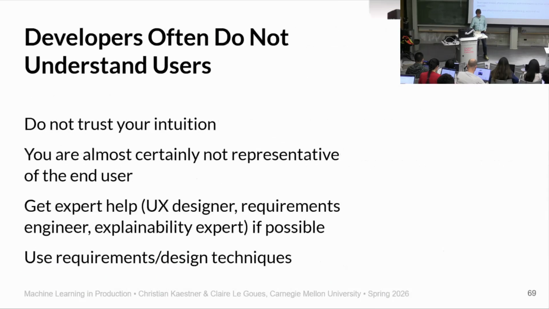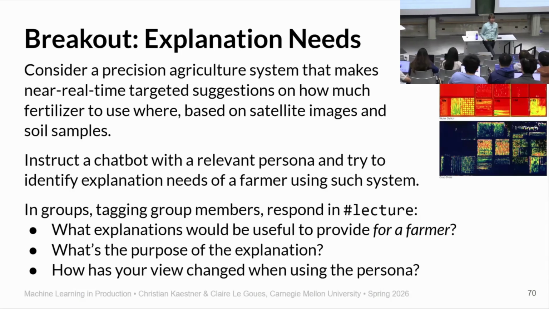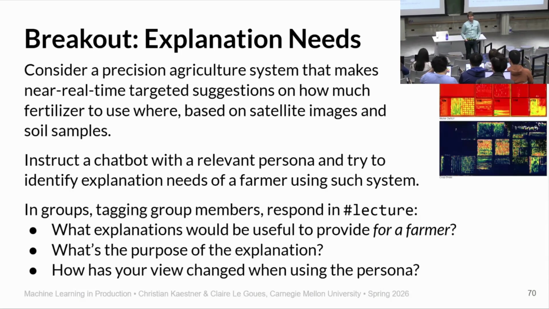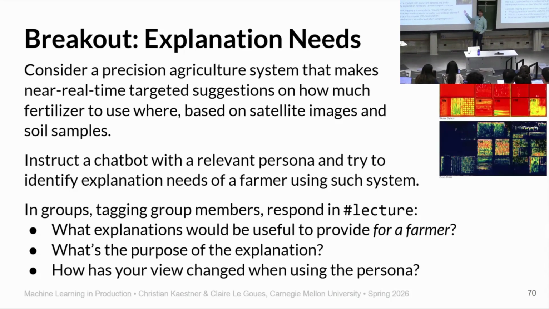So I want you to try this now. I want you to play with a chatbot, pretend that the chatbot is a farmer. You can think about the background story of that farmer. Maybe it's a farmer with an AI degree. Maybe it's a farmer without one. What do they want to know about the precision agriculture system? Experiment with this, and what I want to know is, what have you figured out, maybe based on the interaction, about what explanation you could provide to them? What's the purpose? Try to think of one of the purposes that we talked about earlier. And playing with this persona, has this changed your mind in any way? Have you learned something new? Does it make sense? I'm going to give you about 8 minutes. Have fun.